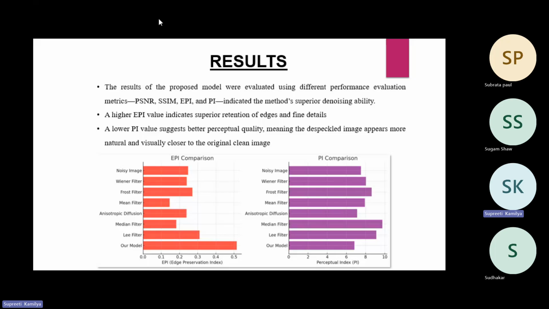Another metric is a no-reference metric called Perceptual Index. A lower value suggests better perceptual quality, meaning that the despeckled image appears more natural or visually closer to the original clean image.